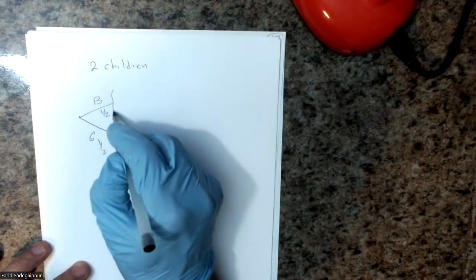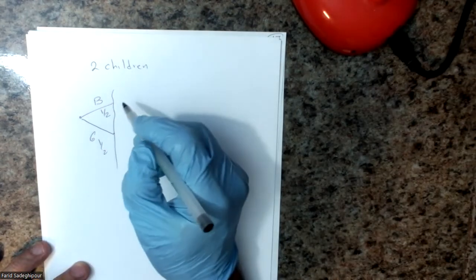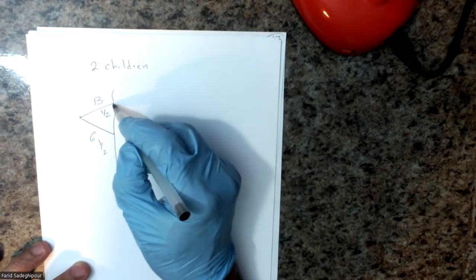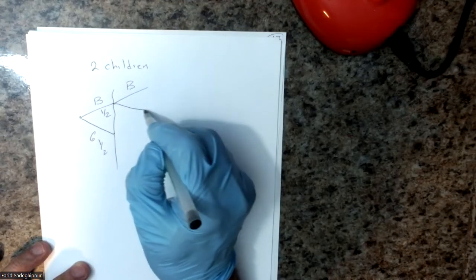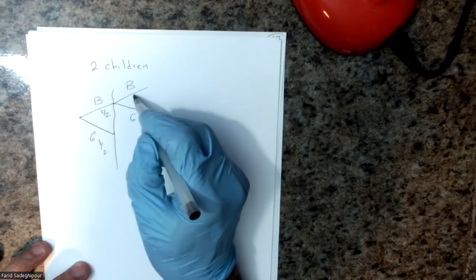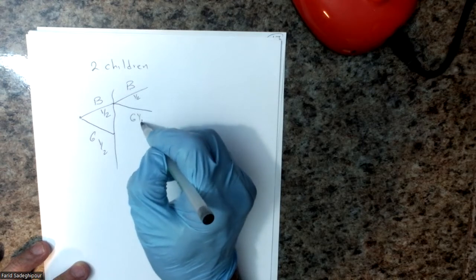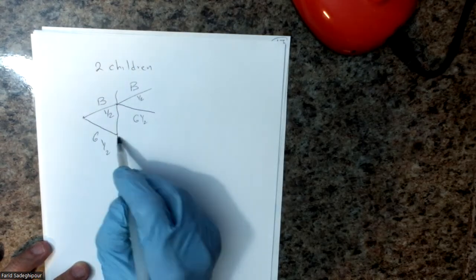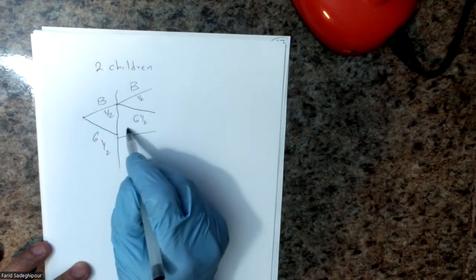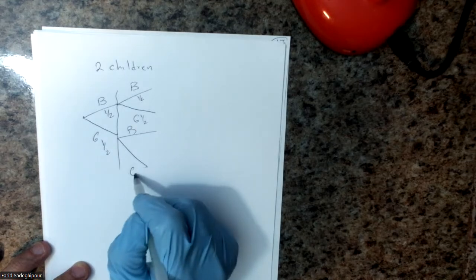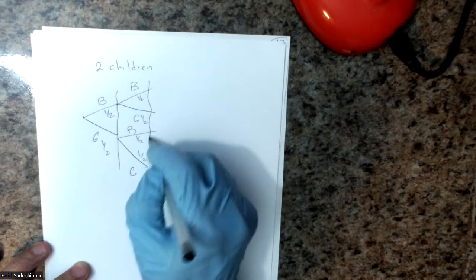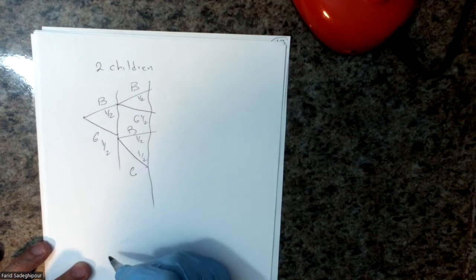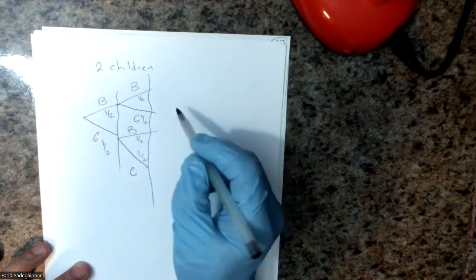Now, that's the first baby. Let's say the first baby is a boy. The second one could be either a boy or a girl. Again, the probability is half and half. If the first one is a girl, the second one could be a boy or a girl. Half and half.